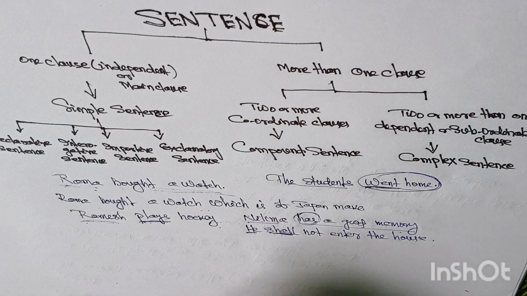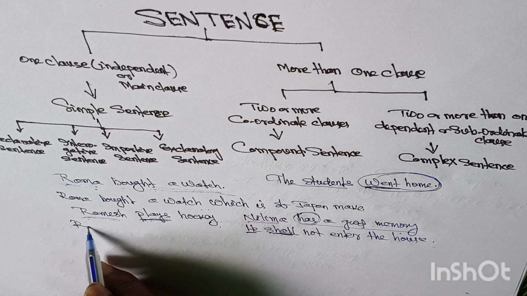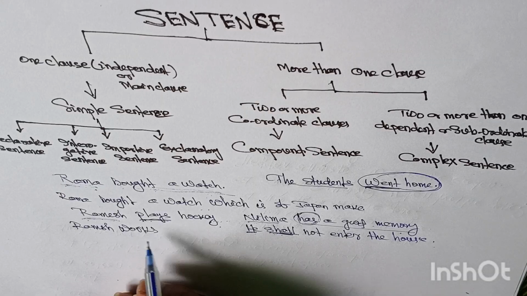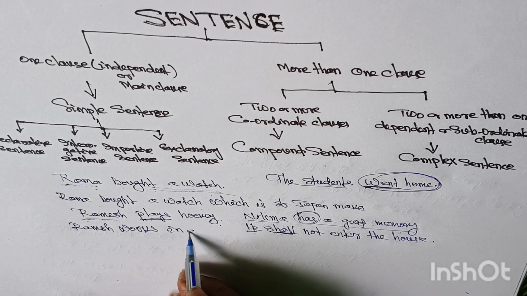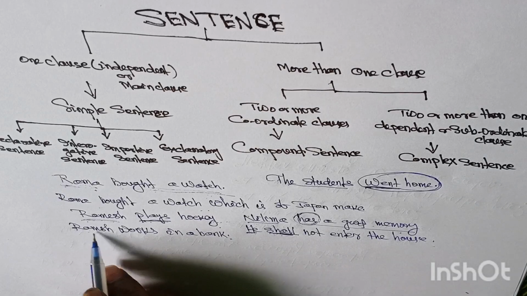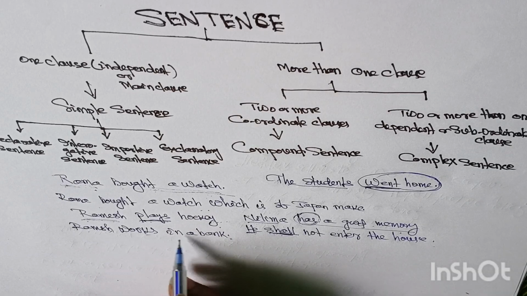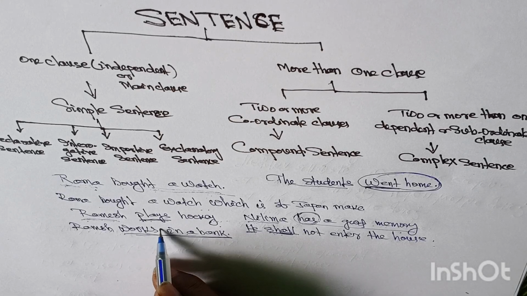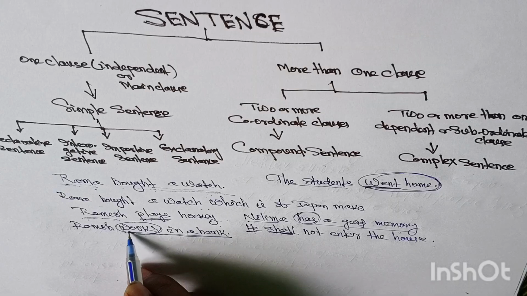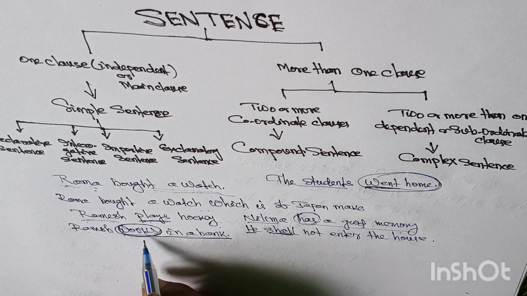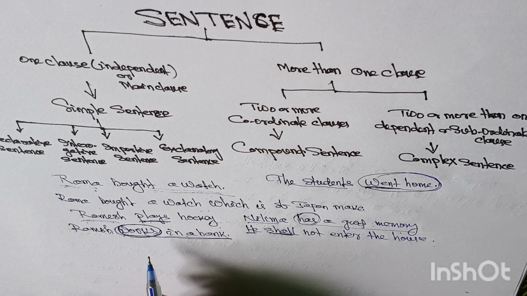Third example is Ramesh works in a bank. In that sentence, it is a simple sentence. Ramesh is the subject, works in a bank is the predicate. In the predicate part, works is the finite verb. So you can easily identify which is the finite verb after practicing those points.